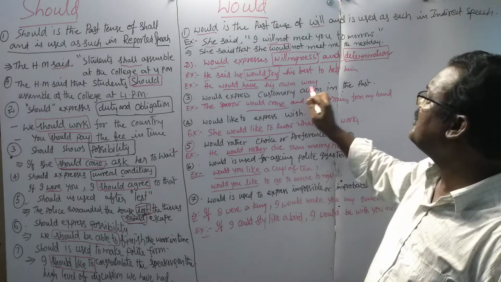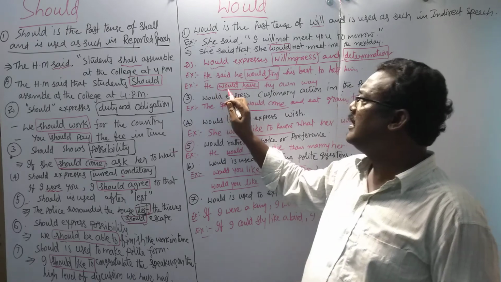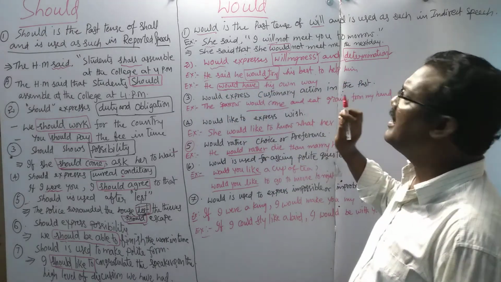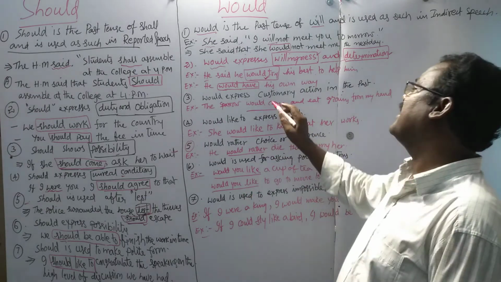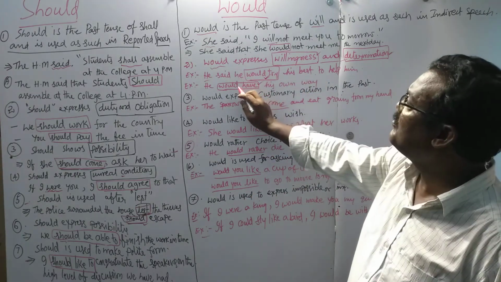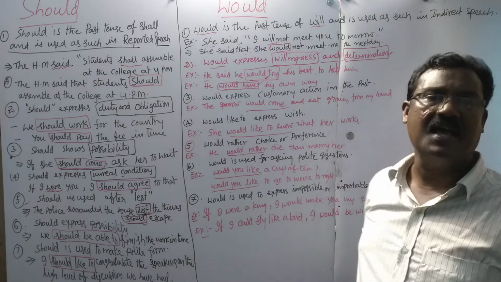He would have his own way. He would have his own way means he will take his own decision. He determined in his mind to have his own way. So would, if we use it before have, expresses strong determination of the subject.